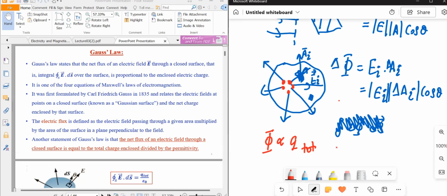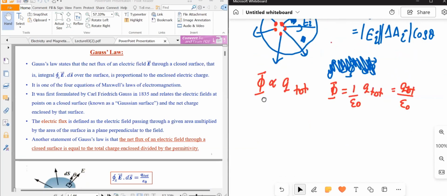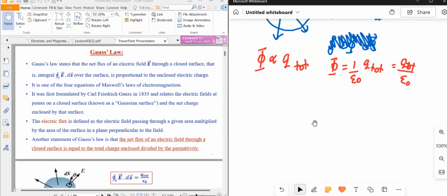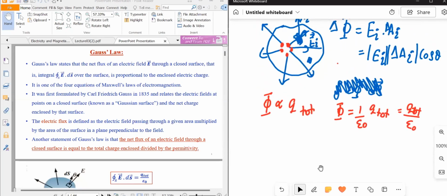Then we can say the proportionality constant is 1 over epsilon naught, so psi is equal to 1 over epsilon naught Q total. Then psi is equal to Q total over epsilon naught. Now we can use these two equations here, psi.